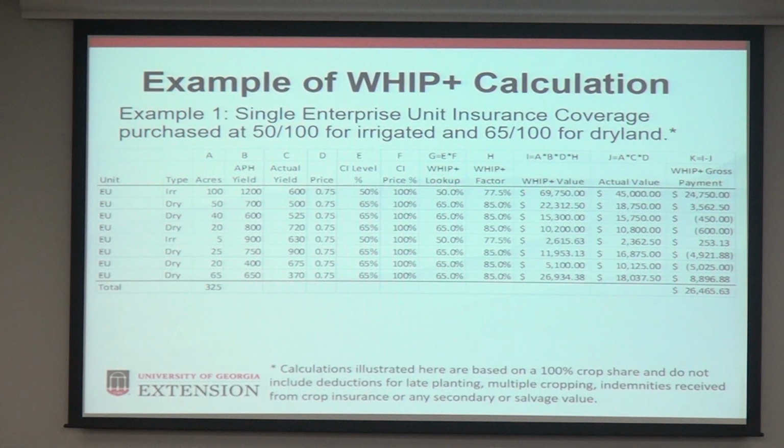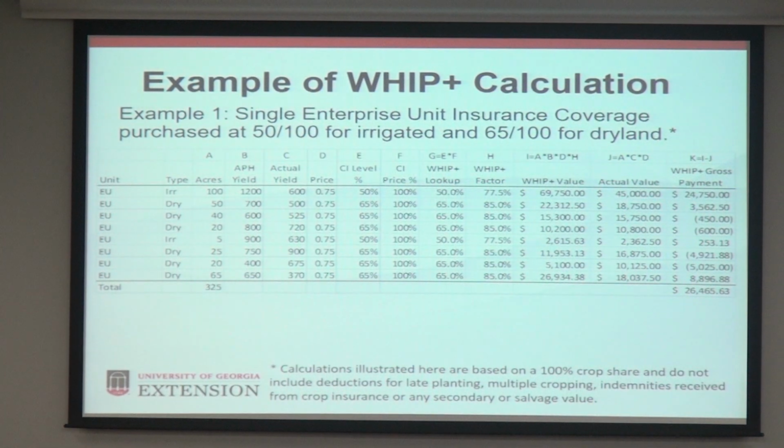And I call it gross payment because what this does not take into consideration is any indemnities that were received for crop insurance. It doesn't take into consideration any secondary or salvage value. And there are a few little adjustments to the basic formula that sometimes need to be made depending on crop share or late planting deductions and such. Makes it more complicated in terms of that calculation.